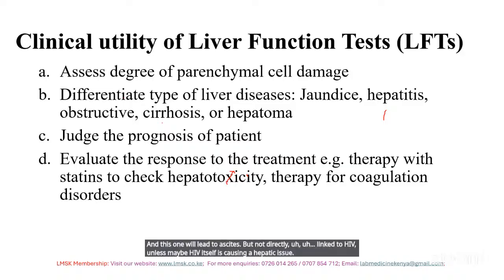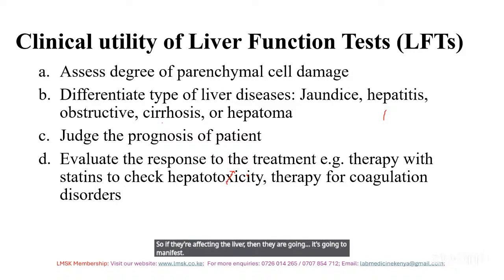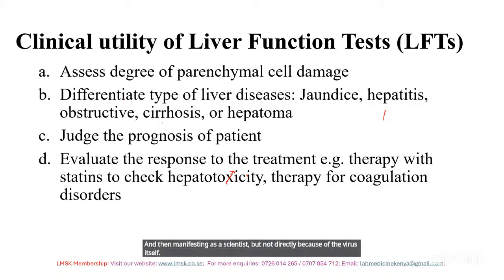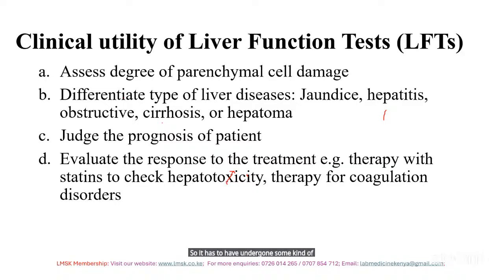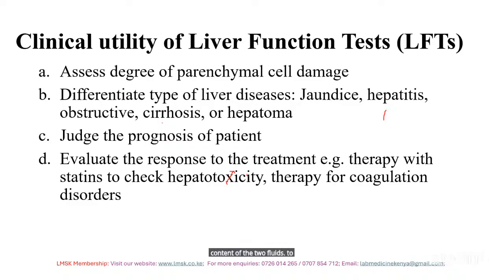hepatic issue. Sometimes these antiretrovirals affect the functionality of the liver. So if they're affecting the liver, then it's going to manifest as ascites because of the effects of HIV treatment on the liver, but not directly because of the virus itself. So there has to be some kind of physical injury to the membranes, or some blockage in the fluid passage, or some discrepancy in the protein content of the two fluids to cause ascites, but not directly like that.